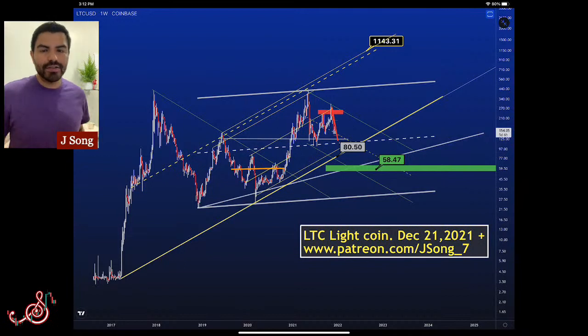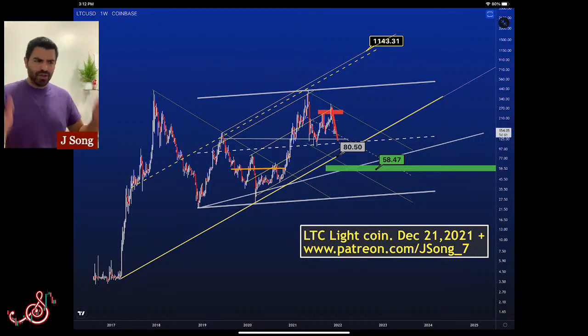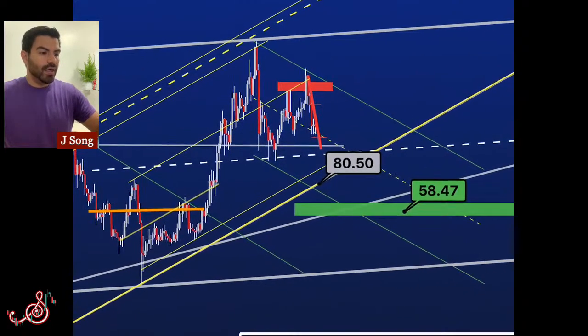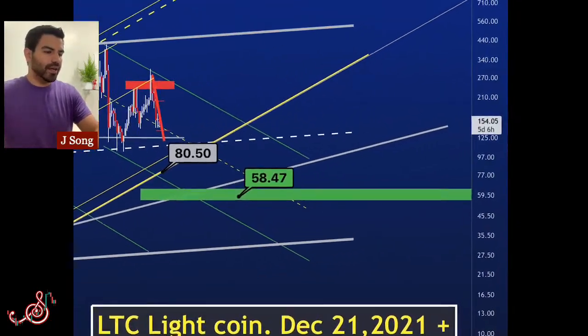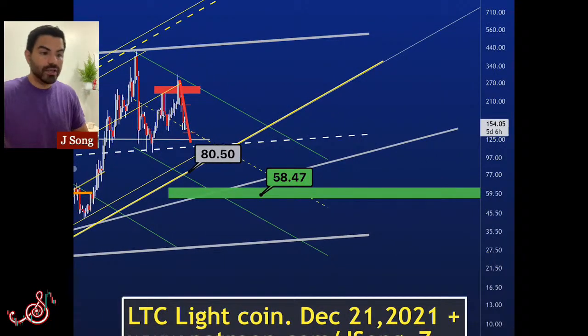I spent all day doing these calculations and running the levels and the angles and making sure they're all correct as best possible. Okay. But with that said, this is Litecoin on a weekly chart. We are still bearish at the moment. There is some hope for some supports. Some of the supports I'll show you guys in just a moment are around 125.